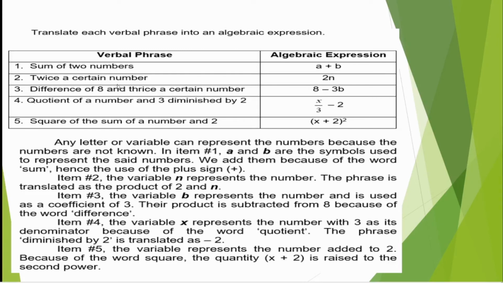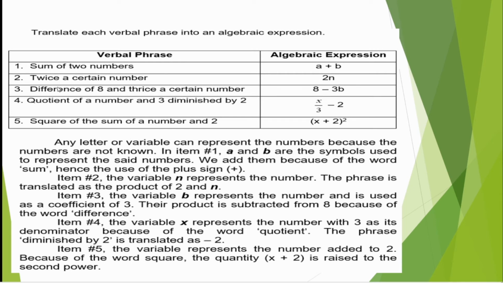So in here, we have to translate each verbal phrase into algebraic expression. The first one is the sum of two numbers. So any letter or variable can represent the numbers because the numbers are not known. In item number 1, we have a and b. They are the symbols used to represent the said numbers. We add them because of the word sum. Hence, the use of plus sign. So the answer must be a plus b.